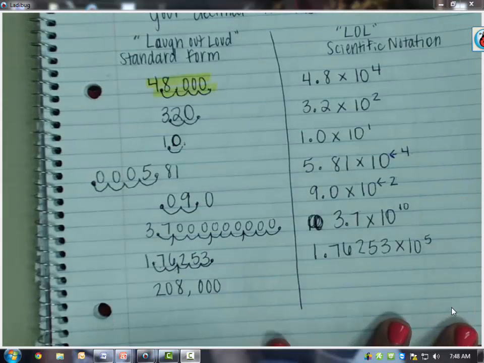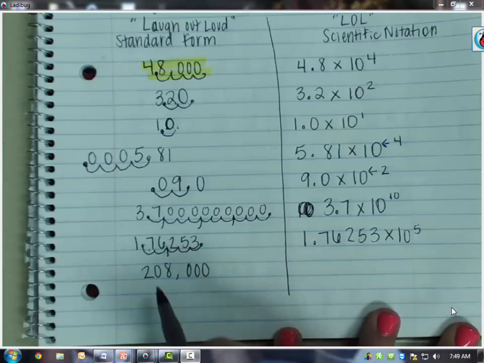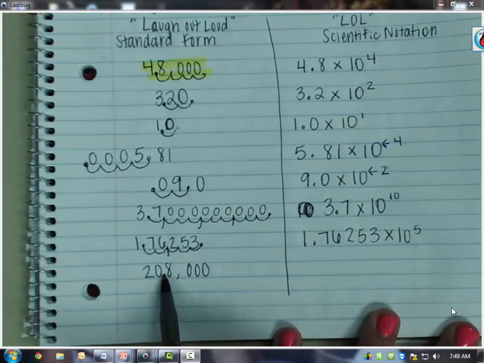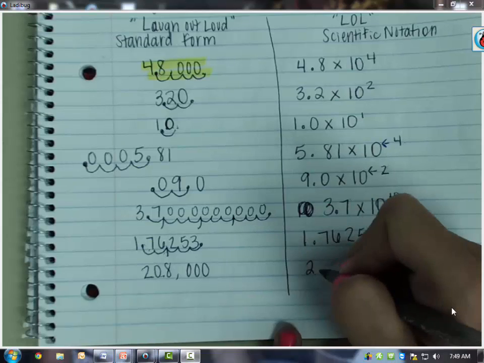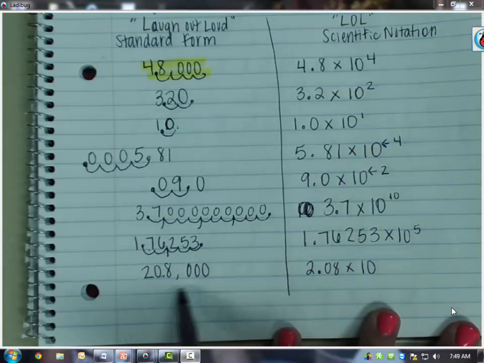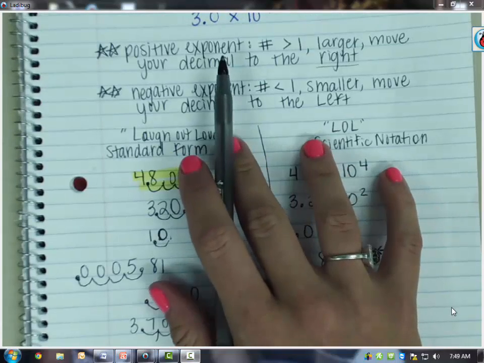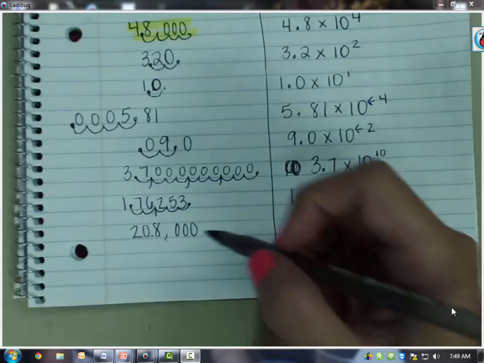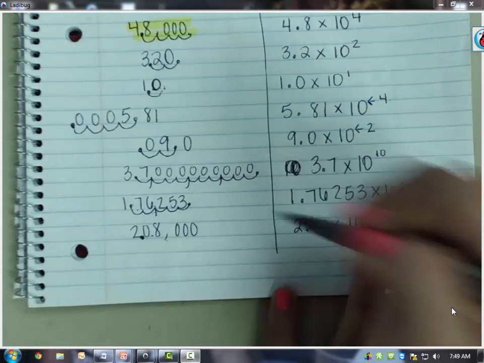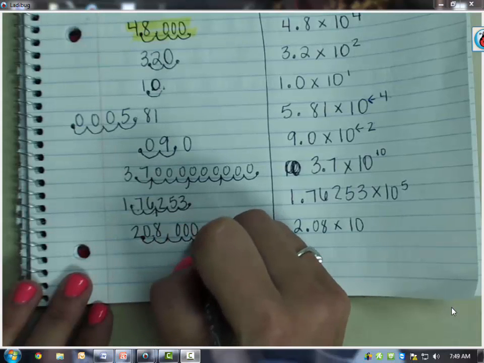Okay, and last one, you should have seen that your whole number is not going to be 20 and 8/10. It should be between 2 and 8/100. So we write our whole number. You multiply it by a base of 10. And is this a number bigger than 1 or smaller than 1? You should have said it's bigger than 1. So you know it's going to be a positive exponent. So we need to figure out where our decimal place starts. We need to go 1, 2, 3, 4, 5 places to the right, and if we're moving to the right, it's going to be positive.